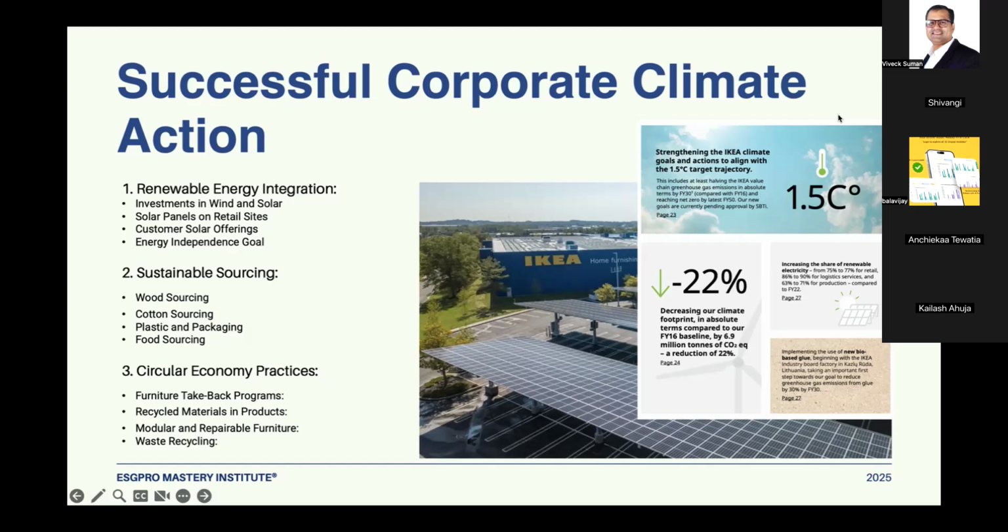So IKEA, who is working as a climate action corporate, is taking action in the form of renewable energy integration, sustainable sourcing, and circular economy processes, being innovative. So a corporate can take such kind of action towards climate.